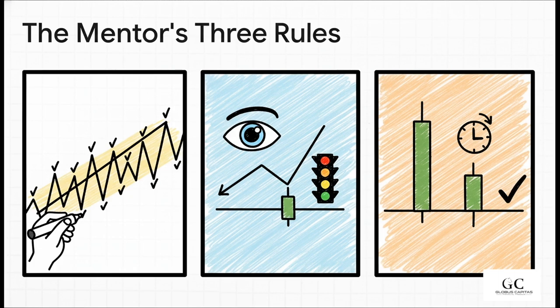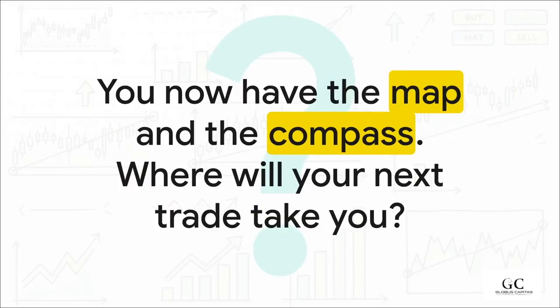And rule number 3, patience. Wait for a candle to actually close past your key level before you even think about putting your money on the line. Look, you now have a complete framework that I promise you most traders are completely missing. You have the ability to draw lines with purpose, and more importantly, you have a filter to give you confidence in your trades. You've got the map and you've got the compass. The only question now is, where are you going to go?